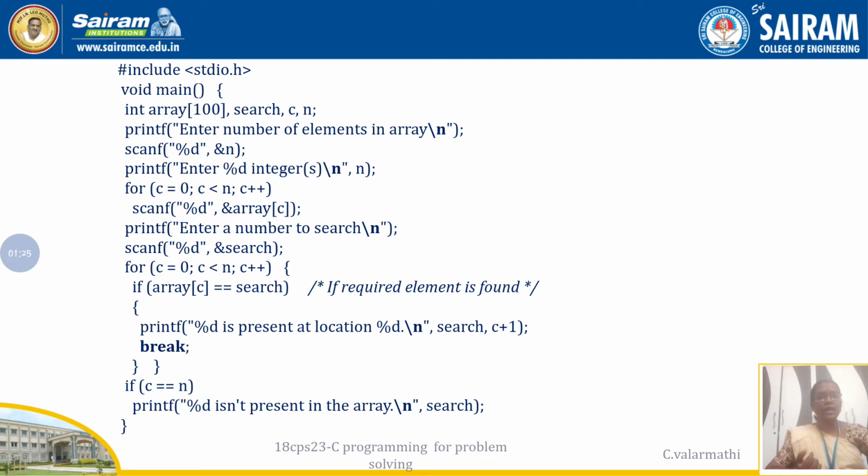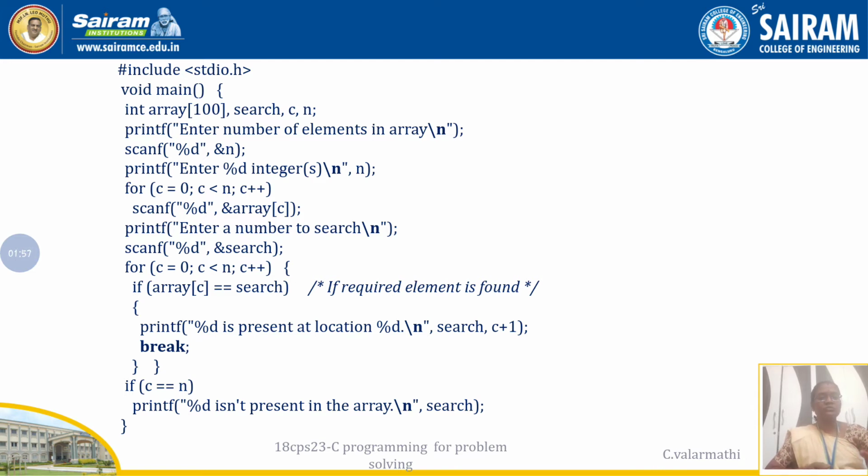So array of 100 is my array. Then array is the array variable, and search is the element which is going to be found, and c is a counter variable, and then there is a temporary variable, and n is the length of that array. So these four are the basic prerequisites that are declared before going for my logic, right? Then using printf and scanf statements, I get the number of elements in the array, that is nothing but the length of the array. That also I wrote.